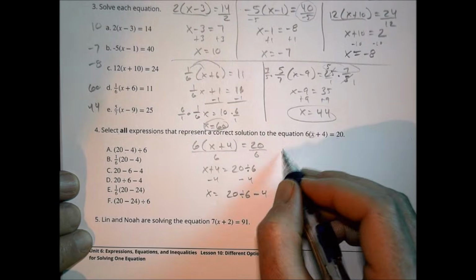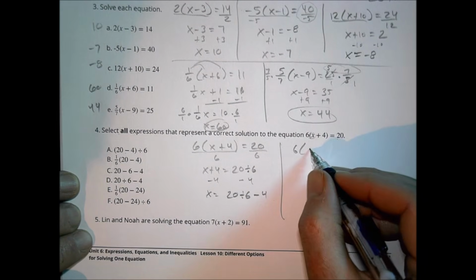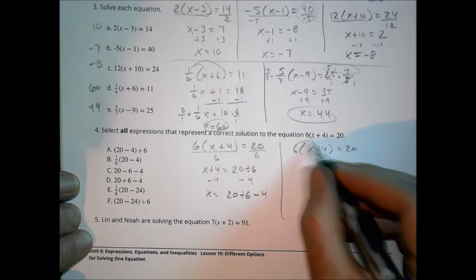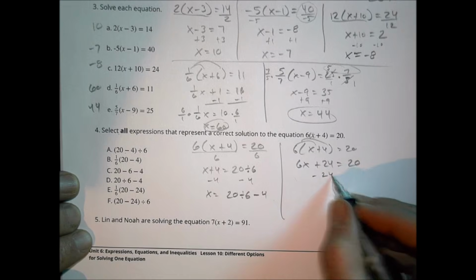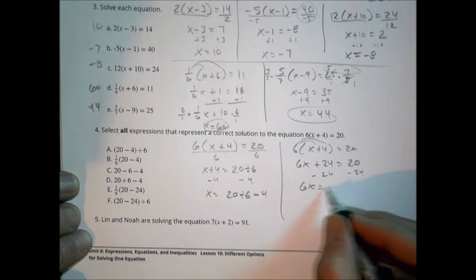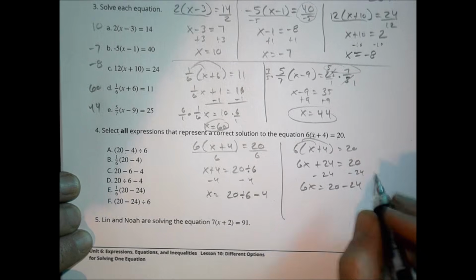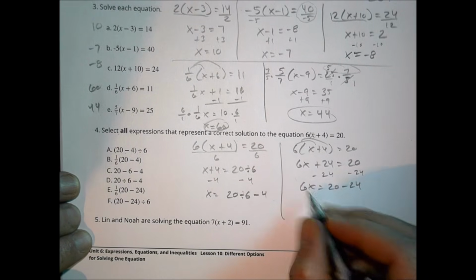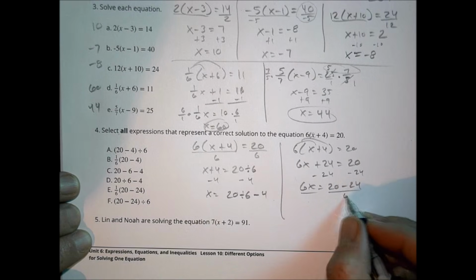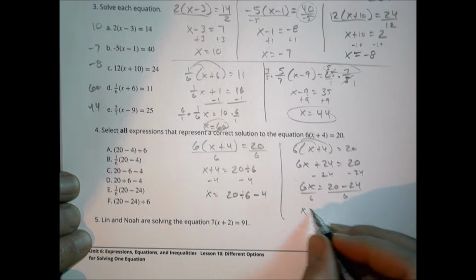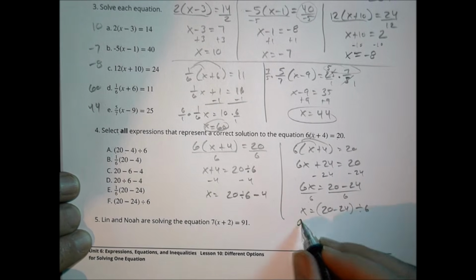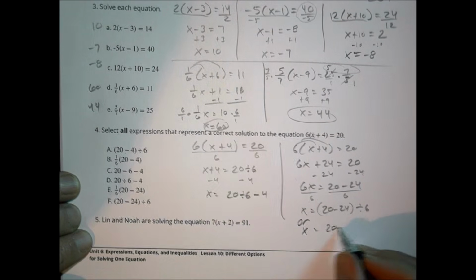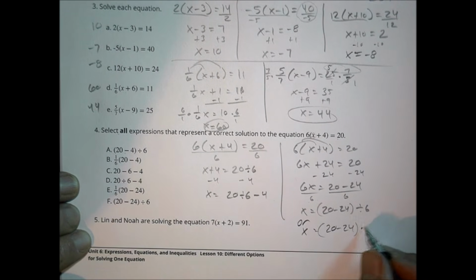That's one way. The other way is by doing 6 times the quantity x plus 4 equals 20. I could distribute and have 6x plus 24 equals 20. I could subtract 24 from both sides, so that I have 6x equals 20 minus 24. I'm not solving it, I'm just trying to show you how the steps work out. And then I'd either divide both sides by 6 or multiply by the reciprocal. So x would be 20 minus 24 divided by 6, or I could write that as x equals 20 minus 24 times 1/6. That's the same as divided by 6.